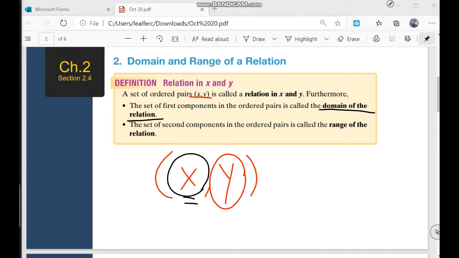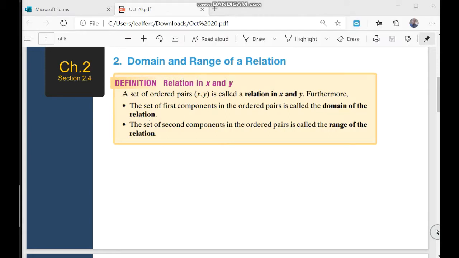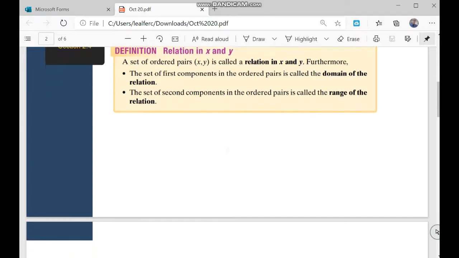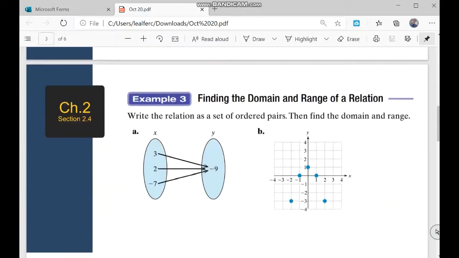The second component in the ordered pair is called the range of the relation. That's the thing that you have to memorize. Every time you talk about domain, it's going to be x, and every time you talk about range, it's going to be y. I think you're going to understand later why it's called domain and why it's called range. But for now, try to keep this in your mind. Domain is x, range is y.